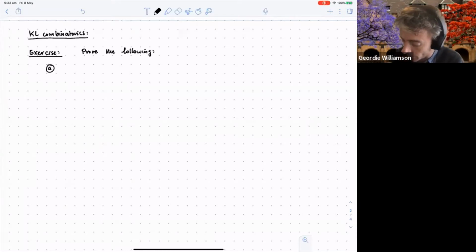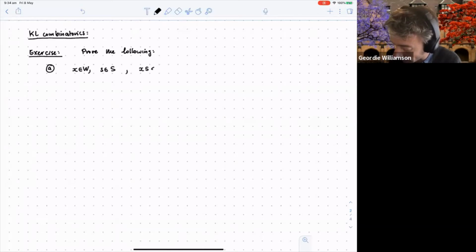A, suppose that I have any x in W and s in S, any simple reflection. That if xs is smaller than x, and I take the Kazhdan and Lusztig basis element and I multiply it by b_s, I get (v + v^{-1}) times b_x.